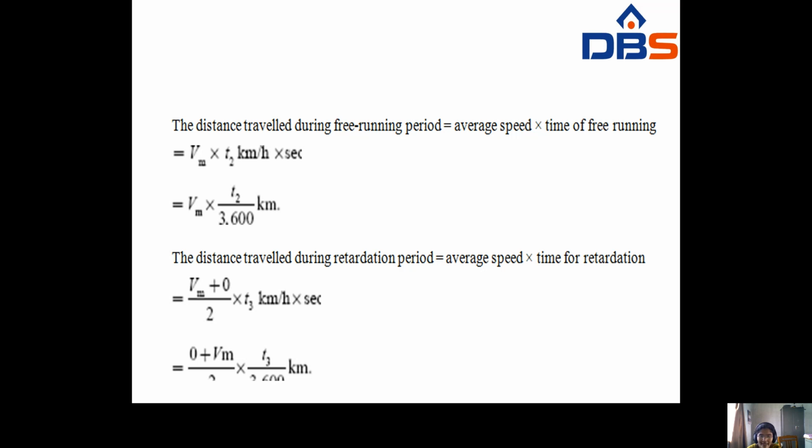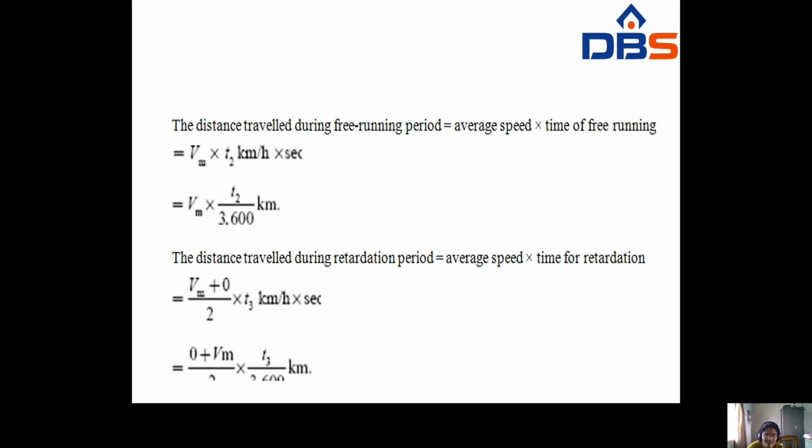Next, write the distance traveled during the retardation period. What is the distance traveled during retardation? That is equal to average speed into time for retardation. The average speed is Vm plus 0 by 2. After the free running period, the train comes to the retardation phase. In free running the train travels with speed Vm; from that Vm it comes to retardation and finally to the rest position. Retardation means braking, so the train comes to rest. So it is Vm plus 0 by 2 into T3 kilometer per hour per second.